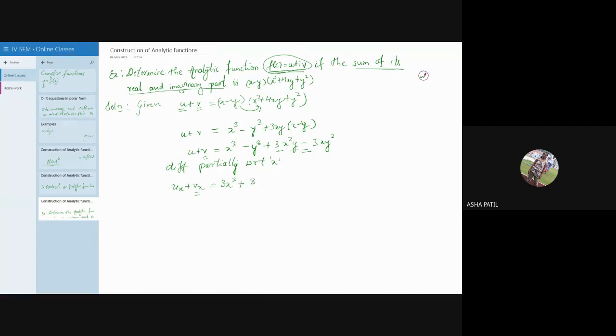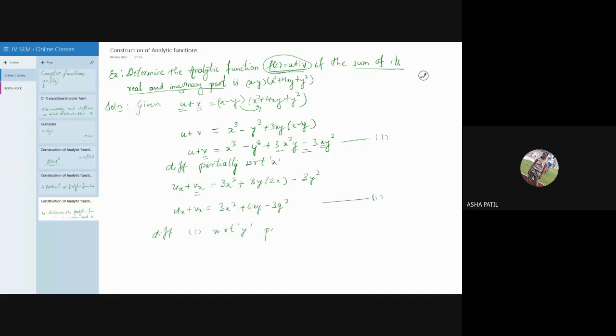Derivative of x square is 2x. Minus 3y square is constant, derivative of x will be 1. So we have ux plus vx is equal to 3x square plus 6xy minus 3y square, right? Now, let me call this 1, this 2, right? Now, let us differentiate 1 with respect to y partially.